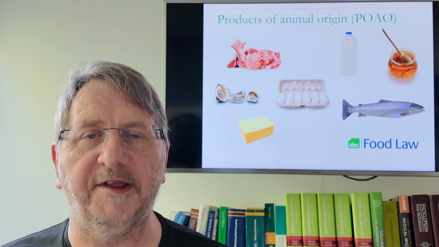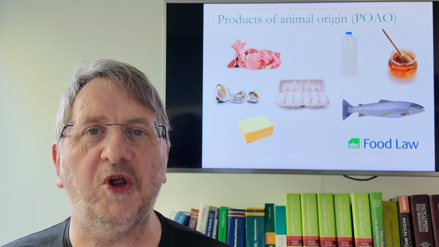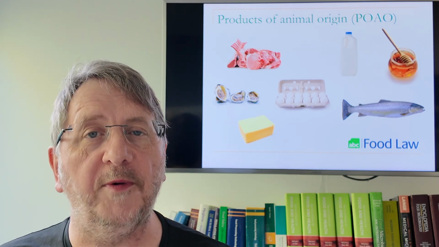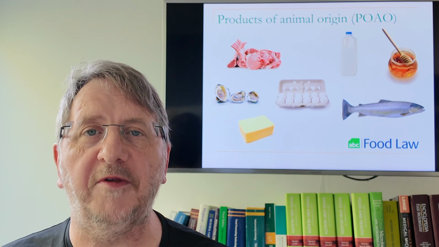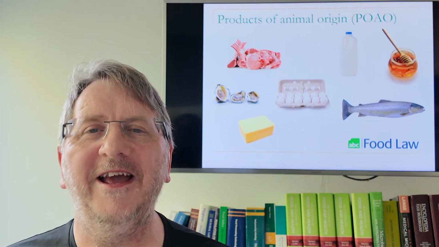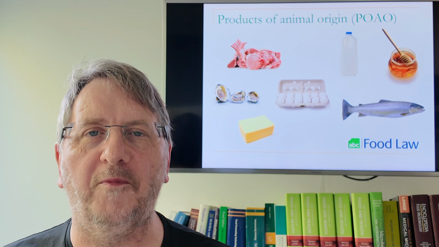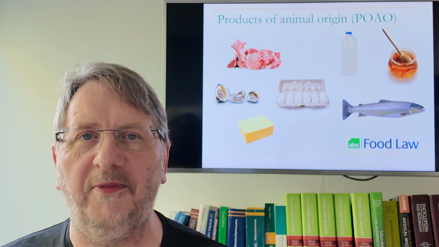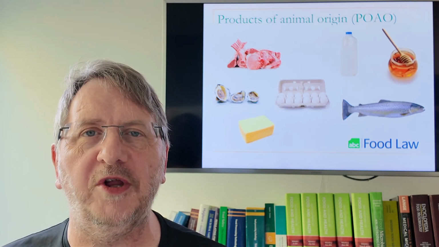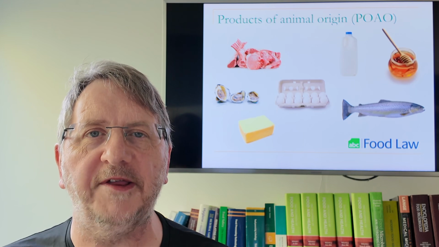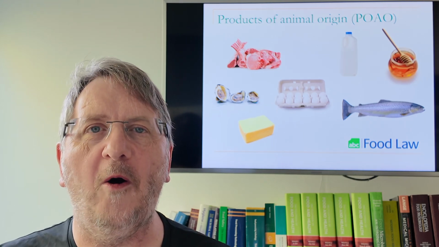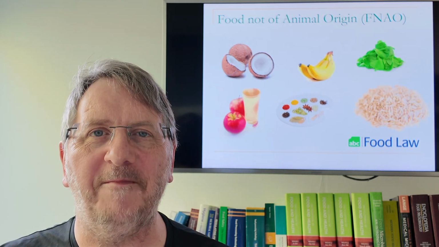Products of animal origin, as the name suggests, would include meat, fish, dairy, eggs, but it also includes things like honey, which is something that's often missed by the food trade. There are also some peripheral products, frogs' legs and tripe and things like that. Anything of animal origin fits into the POAO category. There is a short video on products of animal origin elsewhere.